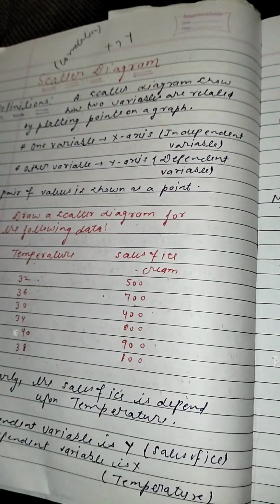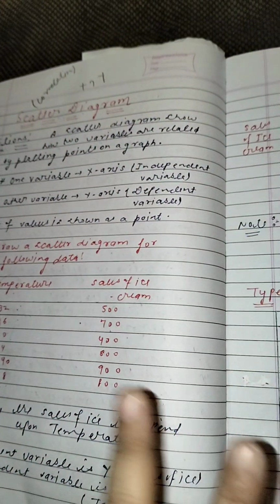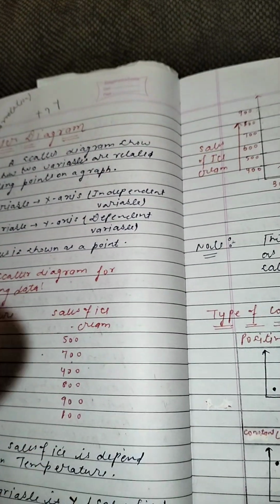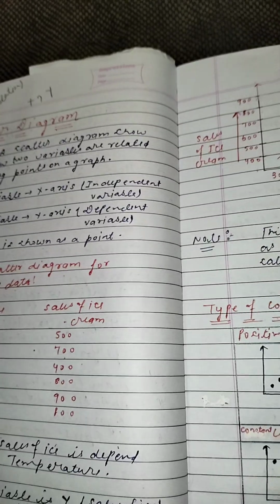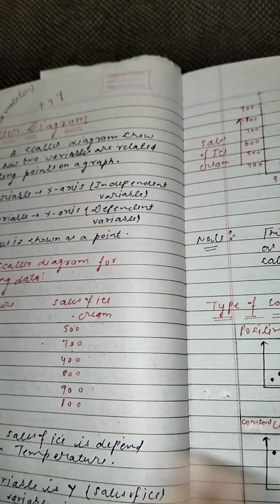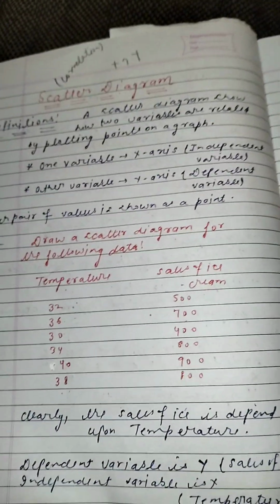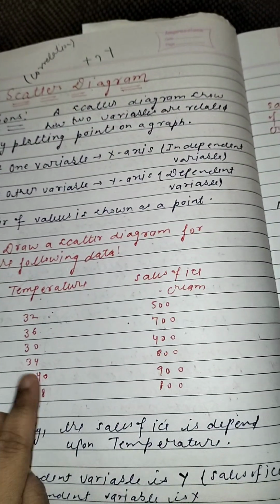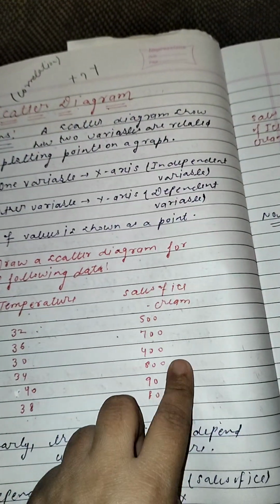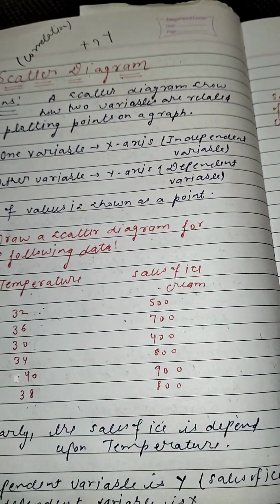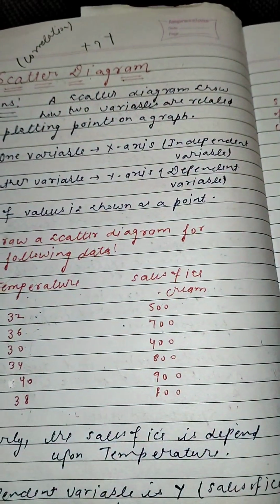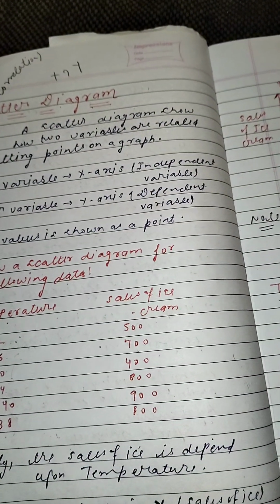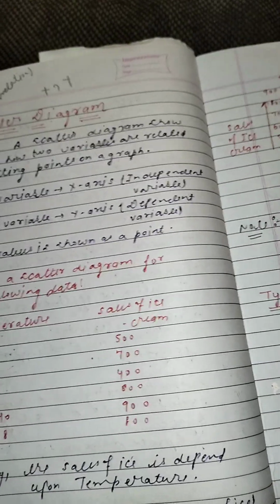Again I tell you, there is a topic, the scatter diagram. This is used to draw when there are two variables, one is x and one is y. Of x and y, x is always independent and y is always dependent. Like temperature is x, because temperature does not depend upon the sales, but sales of ice depend upon the temperature. And when both increase in the same direction, both are increased, this is called positive correlation.